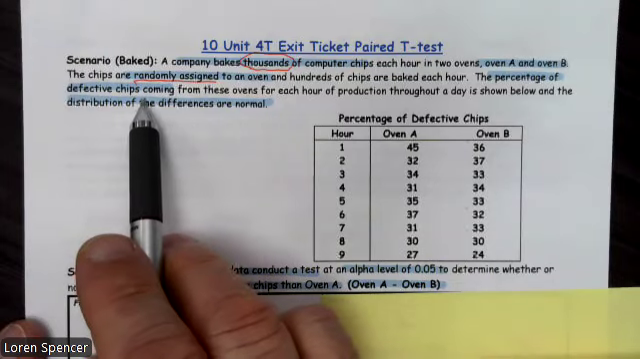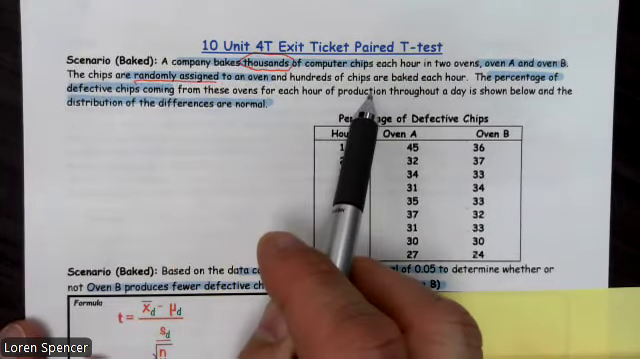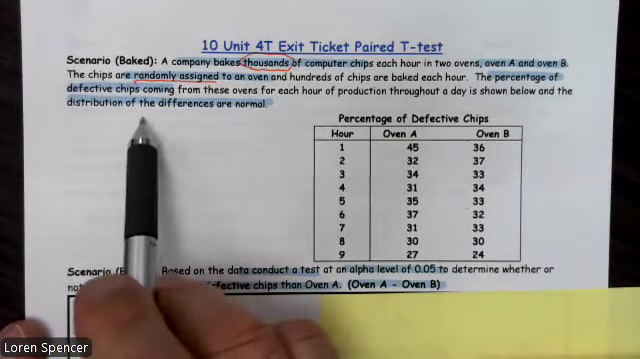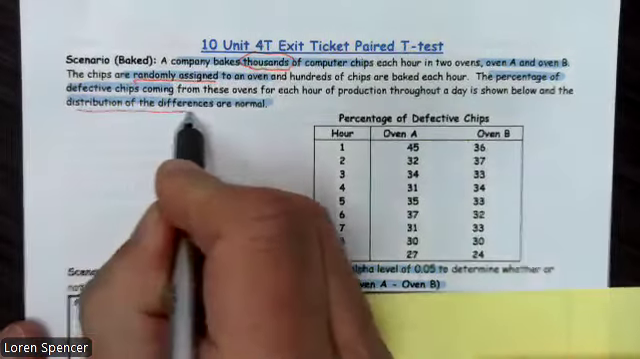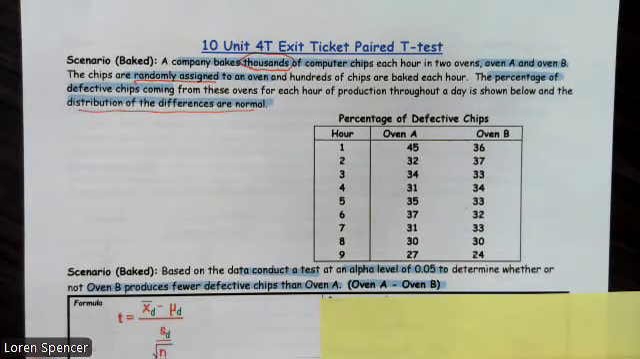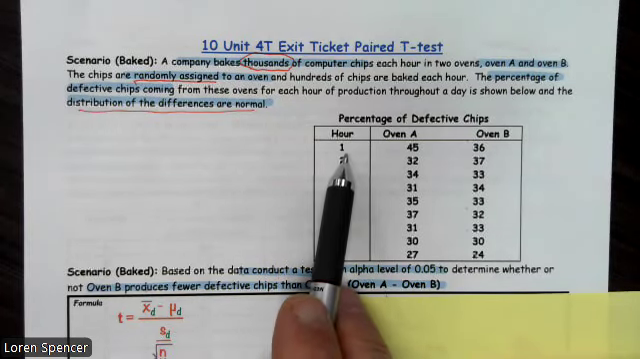The percentage of defective chips coming from these ovens for each hour of production through a day is shown below, and the distribution of the differences are normal. Okay, so we know we have normality, which is important because we have a small sample size. It's not going to be normal by central limit theorem because our sample size is not greater than 30. So based on the data, conduct a test at an alpha of 0.05 to determine whether oven B produces fewer chips than oven A.